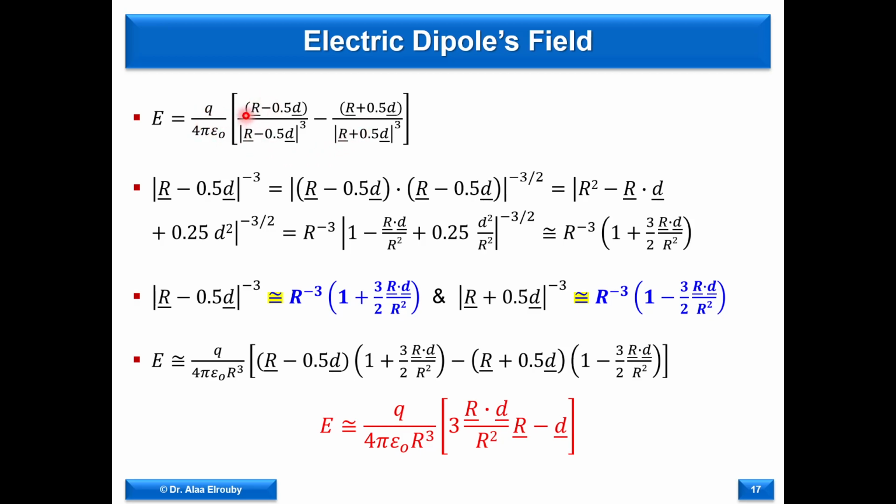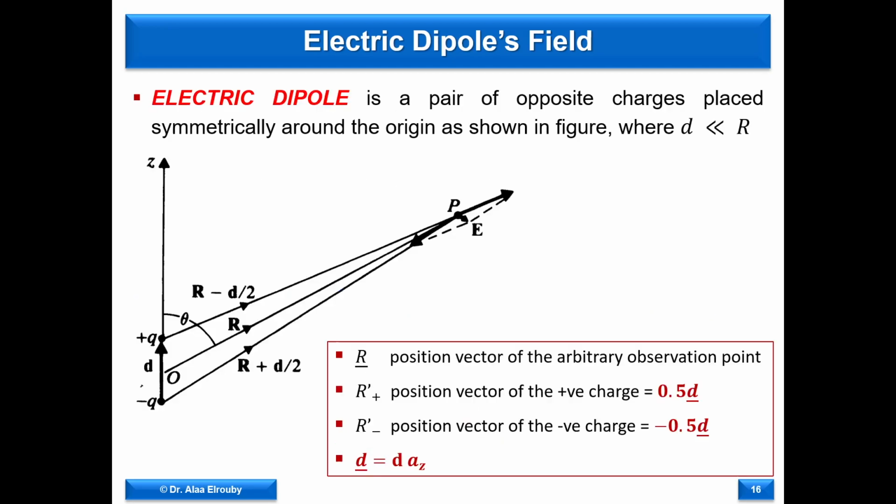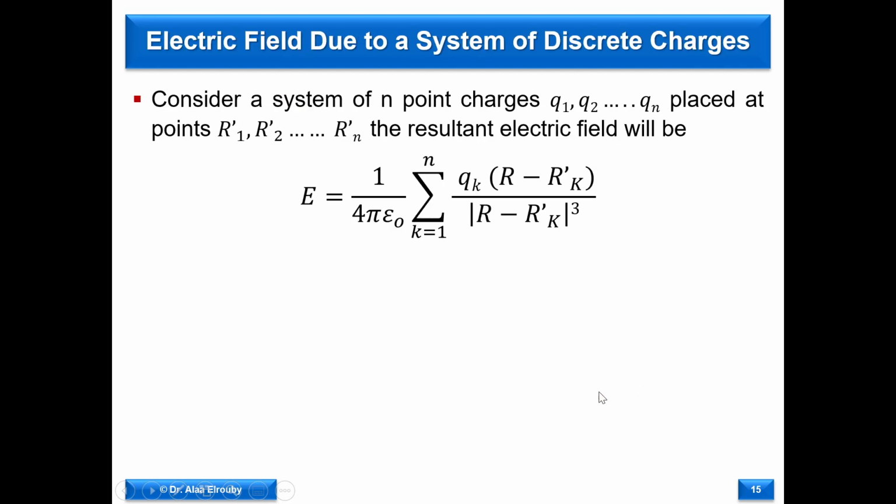R is the arbitrary observation point, minus R prime, the position of the first charge. Let me write that. Okay, so I just added some details. What we need is the position vector to the observation point, and the position vector to each charge.